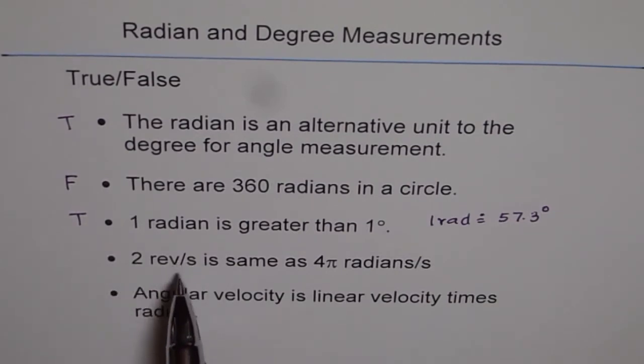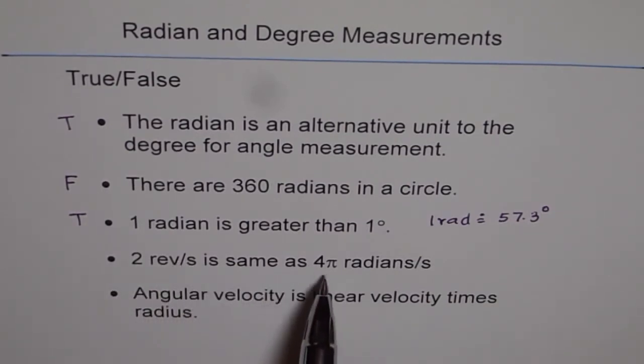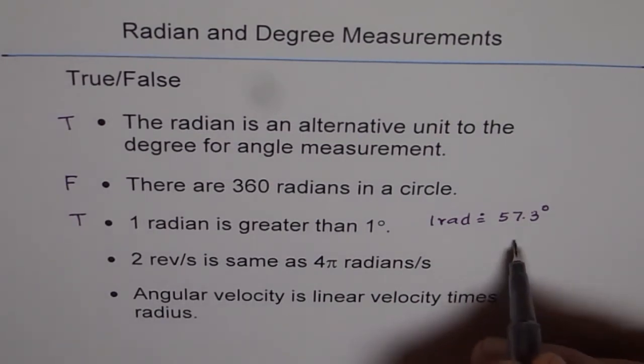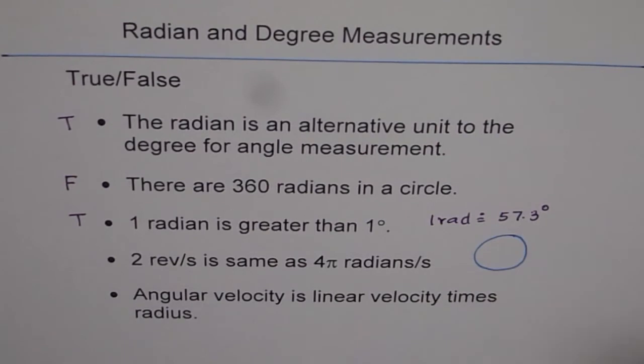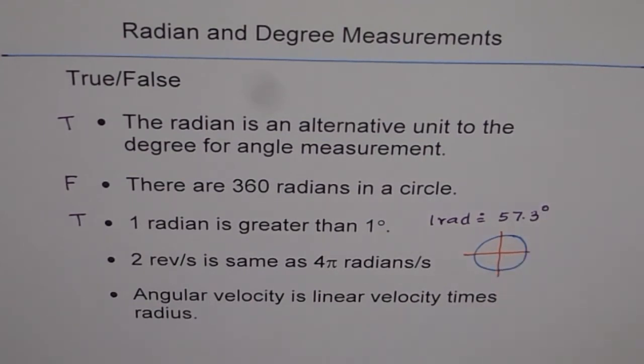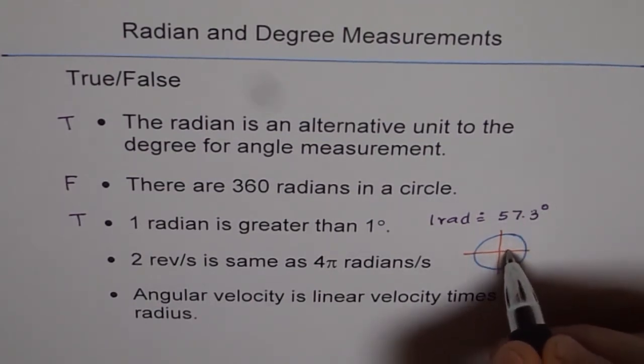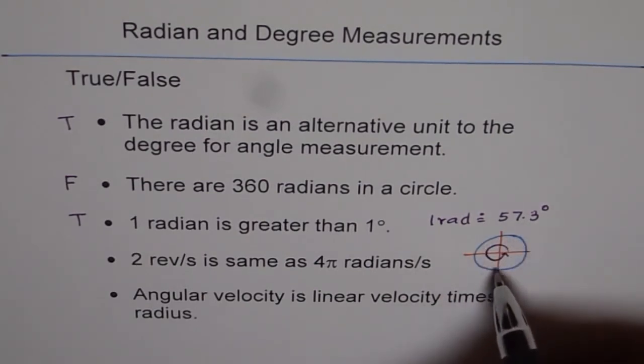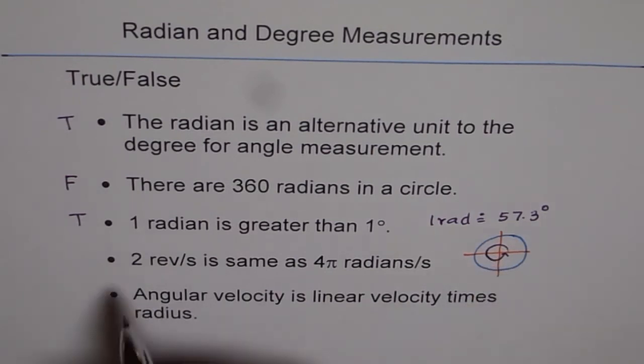2 revolutions per second is same as 4 pi radians per second. Is it true or false? Now let's check it out. So what we will do here is we'll just try to see 1 revolution means what? 1 revolution means 1 full circle, right? So if you go 1 full circle, then how many radians do you go? From here to here, it is 2 pi. So 2 pi radians in 1 revolution, and in 2 revolutions 4 pi radians. So that is correct.